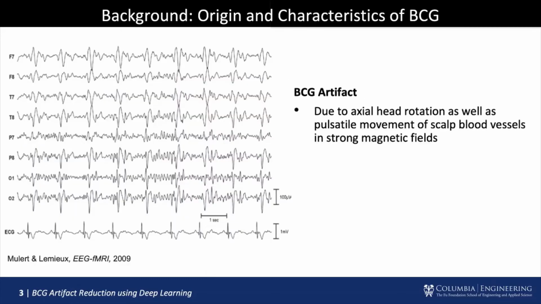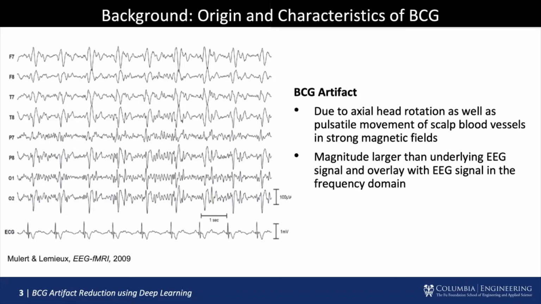BCG artifact arises due to head motion as well as cardiac rhythm-related pulsation of scalp blood vessels inside the scanner. Although the latter movement is minor in scale, due to the presence of a strong magnetic field, the movement of vessels and consequent electrode movement can induce voltage changes around tens of microvolts, which is larger than some of the common local field potential rhythms in the EEG signal. Moreover, BCG has frequency contents in delta, theta, and alpha band, preventing filters from being used.